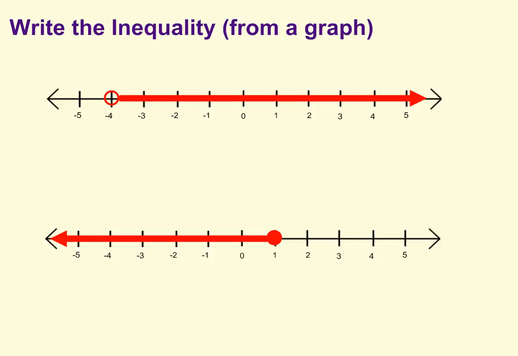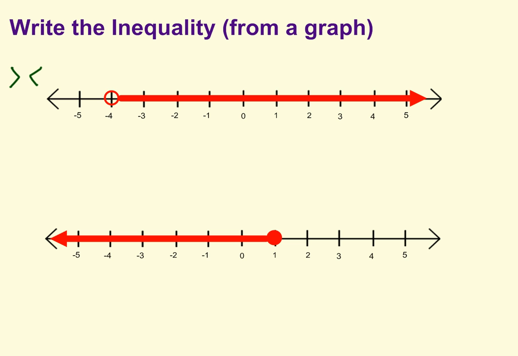Alright, so let's write some inequalities when we are given a graph. This first graph up here, we can see we have an open circle at -4. So if you watch the video on how to do these graphs, you'll know that open circles means it's got to be a greater than or it's got to be a less than symbol.